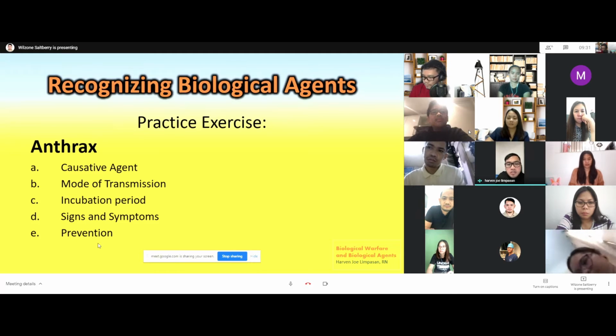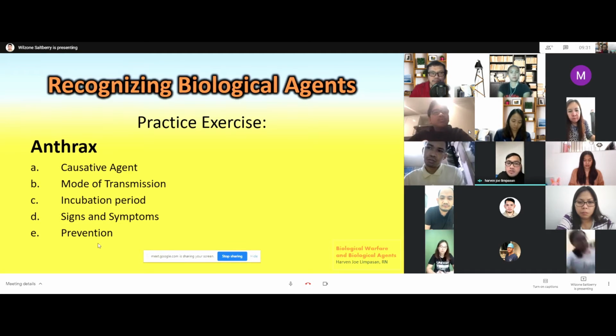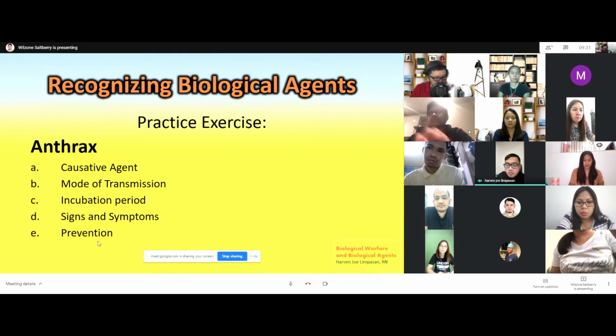So incubation period can be from 15 hours up to 12 days. 15 hours is for gastrointestinal ingestion. So signs and symptoms will include flu-like symptoms, skin changes, nausea, hematemesis, to name a few. So prevention, as discussed earlier, we need to do appropriate isolation precaution, infection control, and hand hygiene.